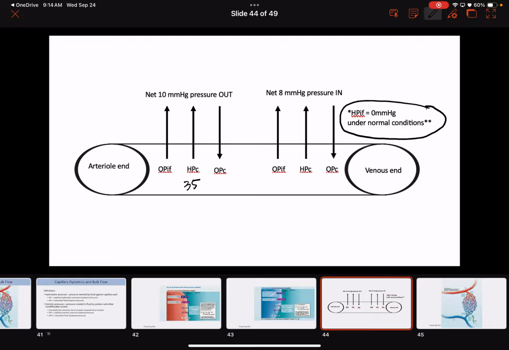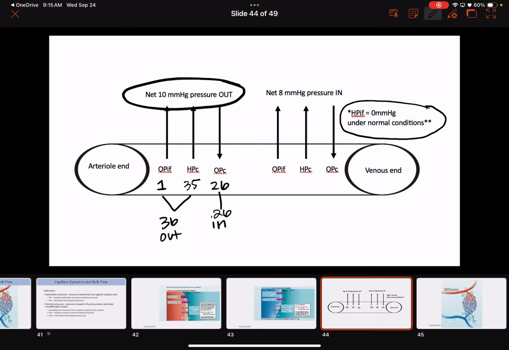Our osmotic pressure of the capillary, how much water is attracted to the inside of the capillary, is 26. And then the osmotic pressure, how much water is being attracted to the interstitial fluid, is much less at only 1. So our outward pressures are 36. Our inward pressures are 26. And that gives us a net 10 millimeters of pressure outward. That allows us to deliver oxygen and nutrients on the arterial side.